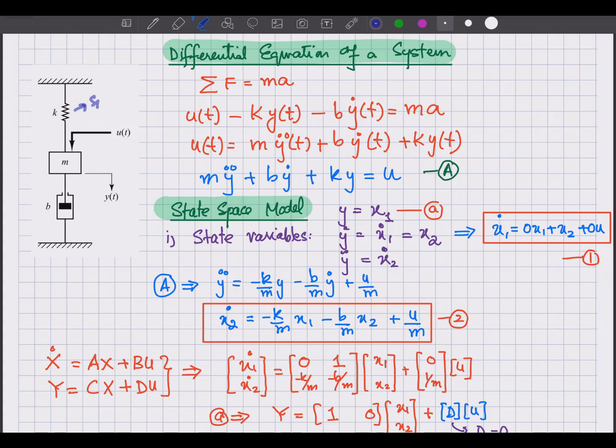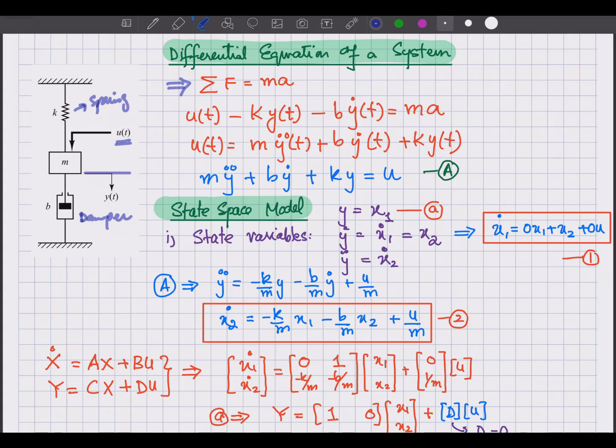This is the spring and this is the damper. So if we apply the force u of t on this body of mass m, it will be displaced, and let's suppose that that displacement is y. So according to Newton's law, sum of all the forces should be equal to ma. So sum of all the forces must be equal to ma.